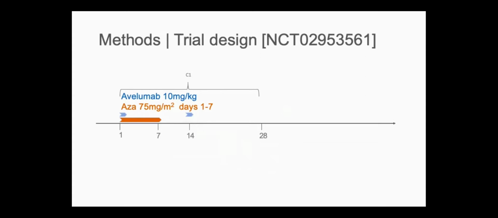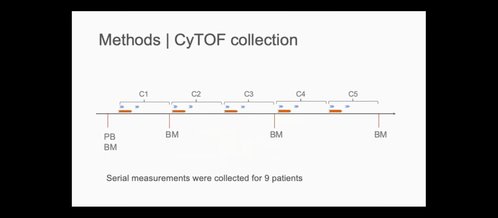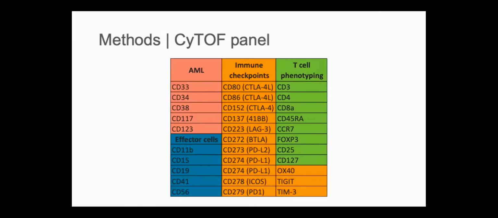So the clinical trial is designed as such. It's a 28-day cycle where patients received the hypomethylating agent, azacitidine, for 7 consecutive days, in addition to 2 treatments of the anti-PD-L1 antibody on day 1 and day 14. For our study, we collected both peripheral blood and bone marrow at baseline, as well as serial measurements at the ends of cycles 1, 3, and 5. And after all of this processing, we were able to generate serially collected data for 9 of these patients.